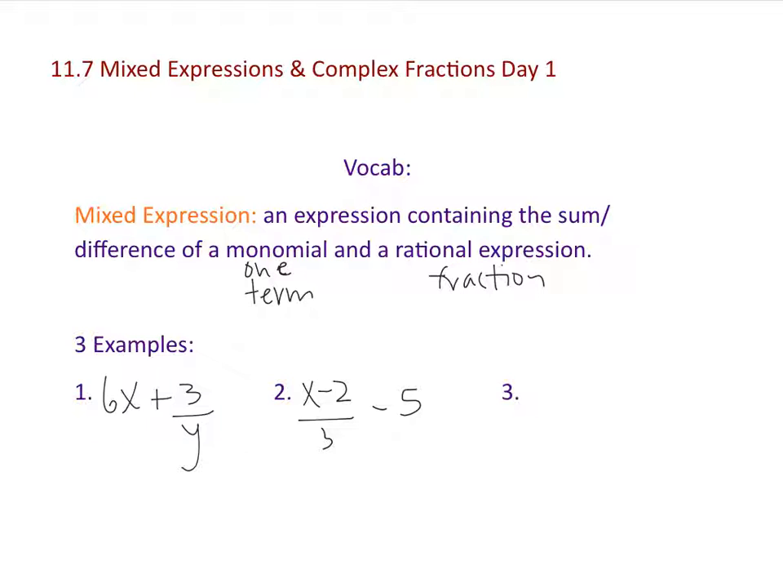Can you think of an example? Great job. One last example that I could come up with is we could flip-flop and put the monomial first, minus x over 5, and that would be my rational expression. Here are just a few examples of what a mixed expression looks like.